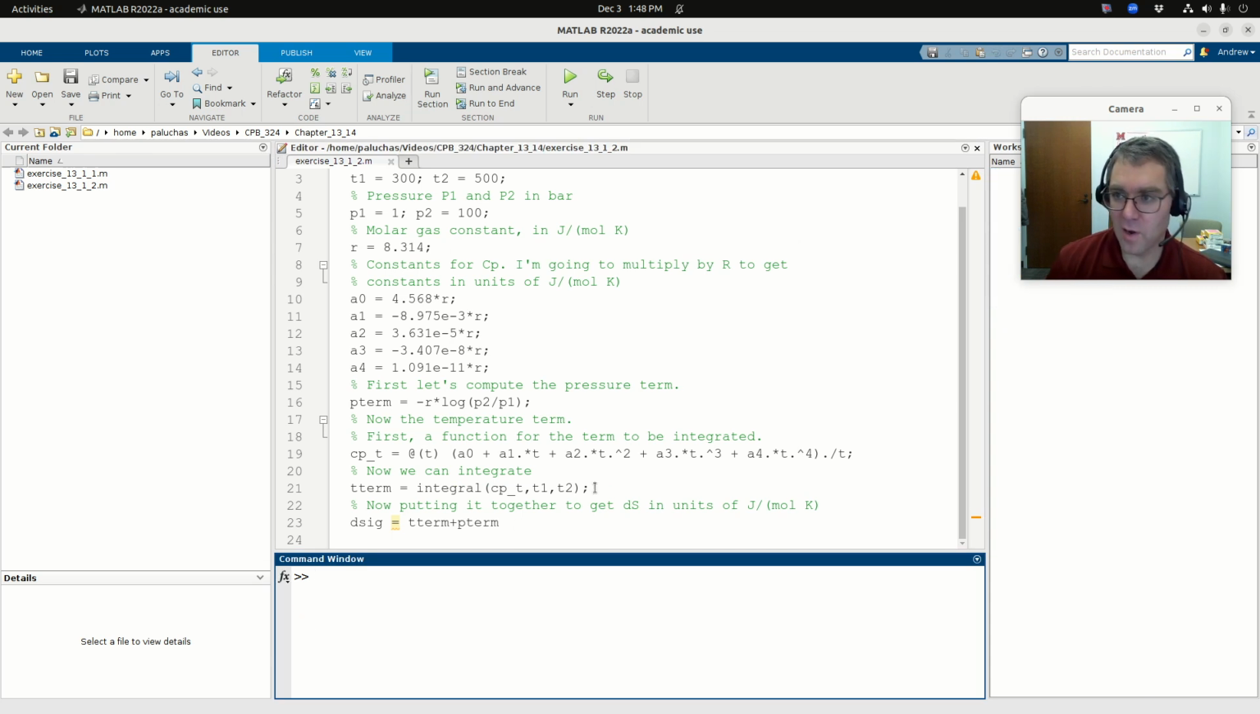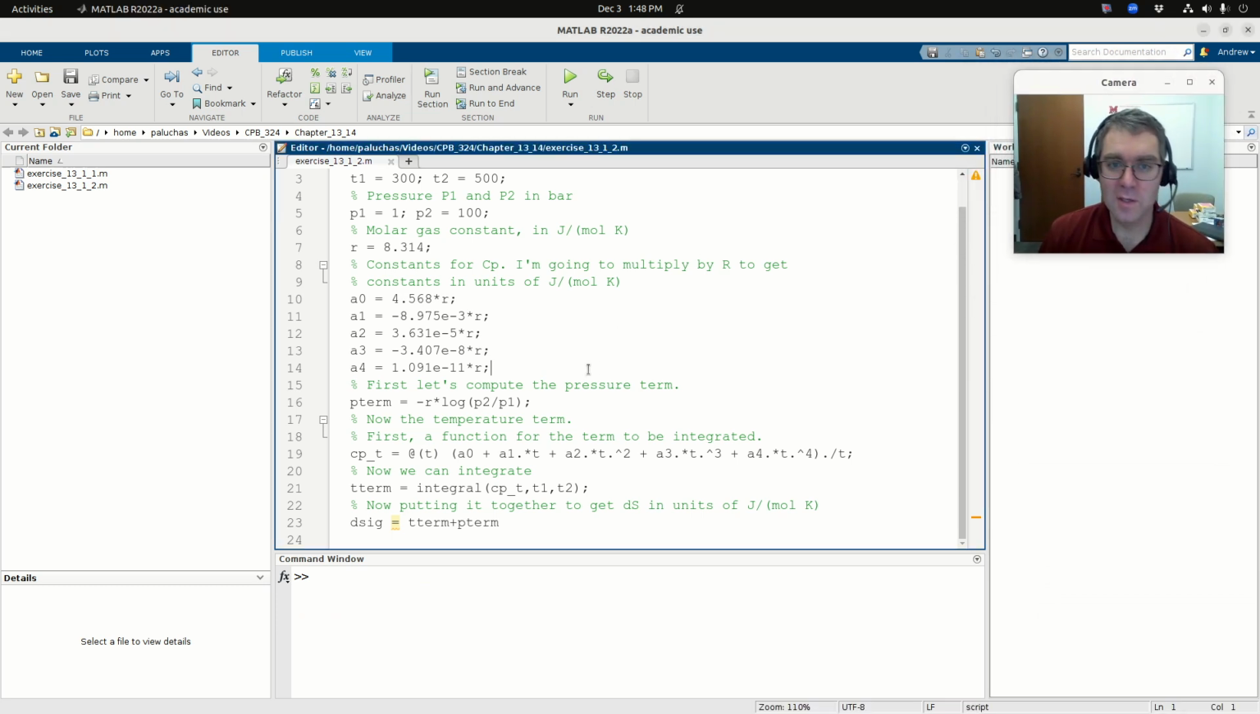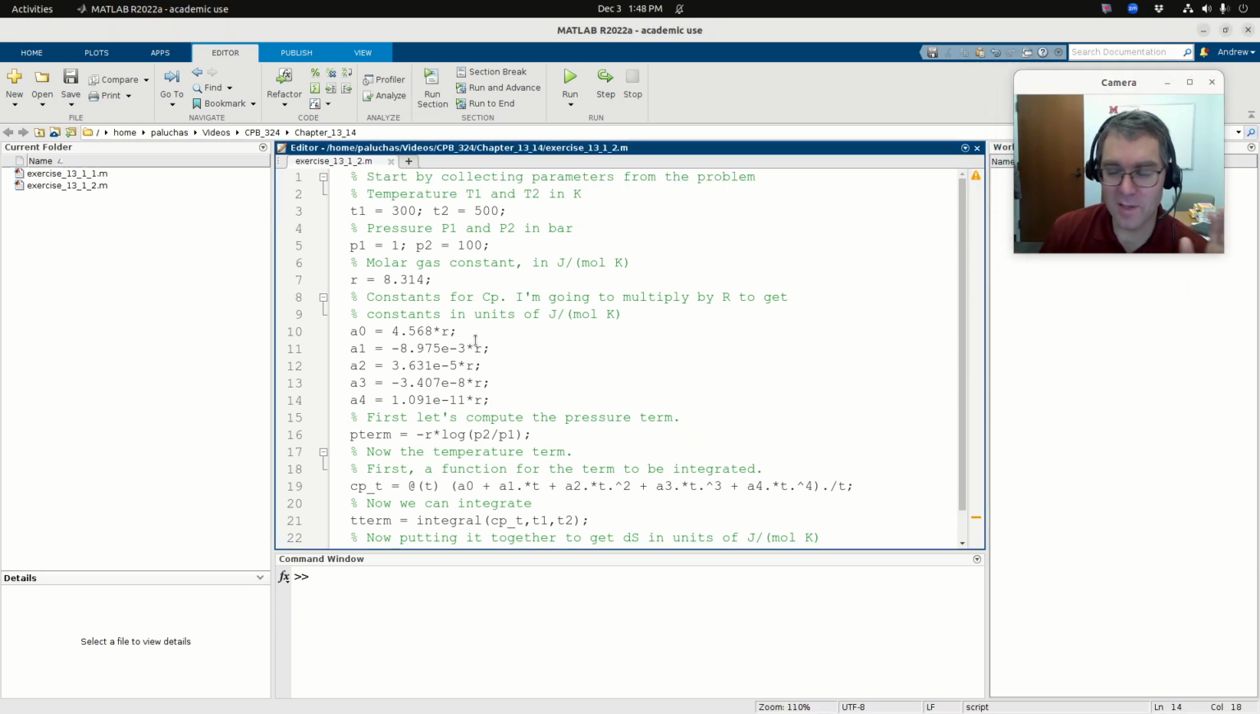Okay, and I'm going to clear all. Since I wrote a script and not a function, I'm going to make sure my workspace is clear, so I don't accidentally use some piece of information that I don't know. All of this information is the same, but what changes is now I don't know T2. So I'm going to start by commenting out T2. I'm going to start by taking that leap of faith.